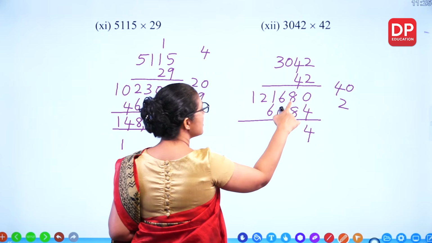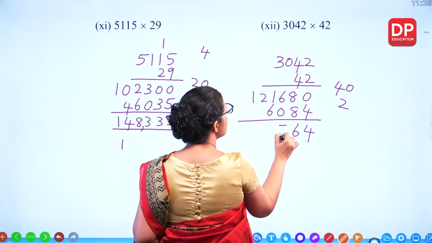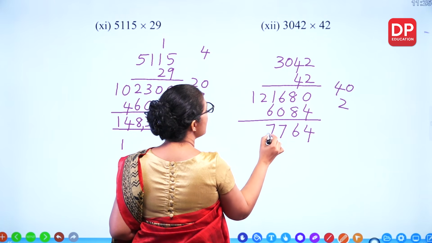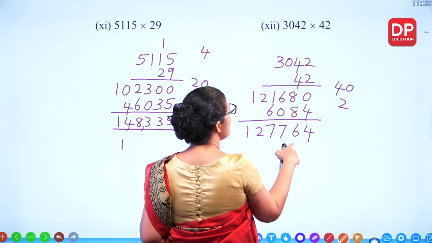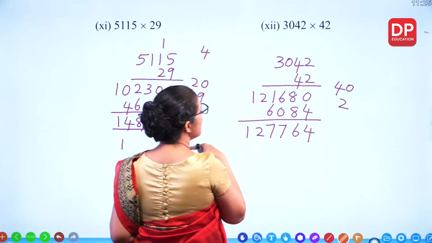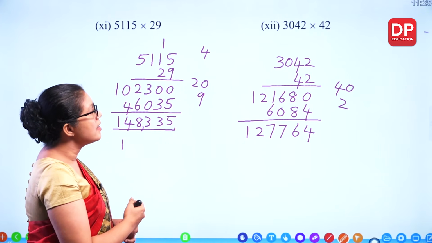When you add it, 16. And here you get 7. And 7, 2, 1. So what's the answer? So when you add it, you get 127,764.